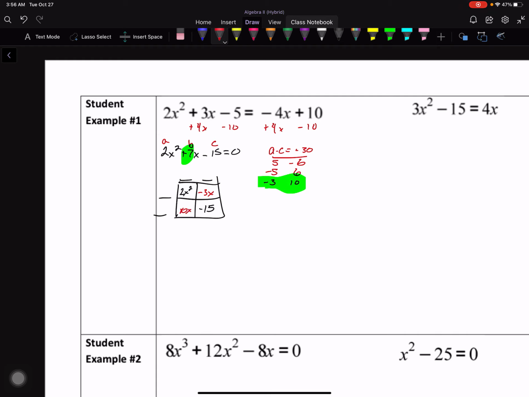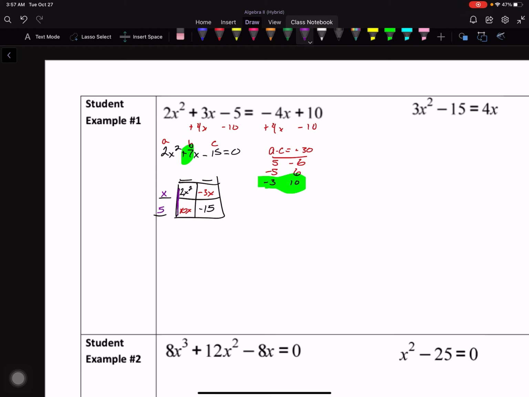Again, the order of those two numbers doesn't matter. The first term and the last term do, but those two do not. And then from here, we're just finding the greatest common factor. So along the top row, 2x squared and -3x, they just have an x in common. Along the bottom row here, 10x and -15, we can divide a 5 out of both.